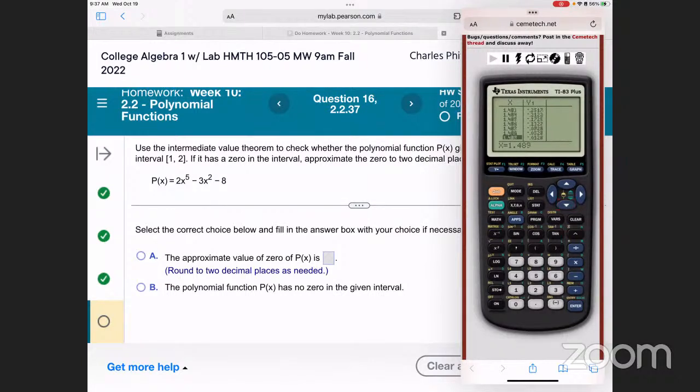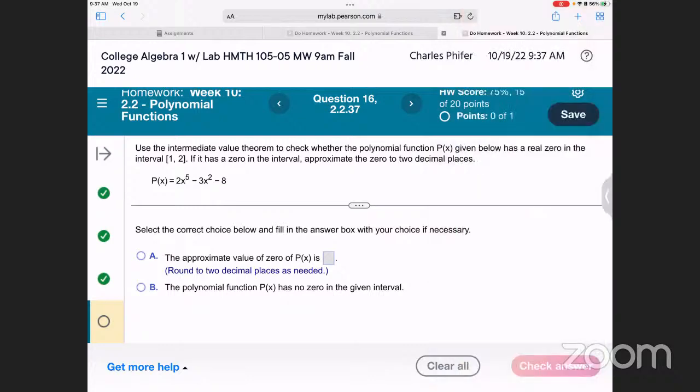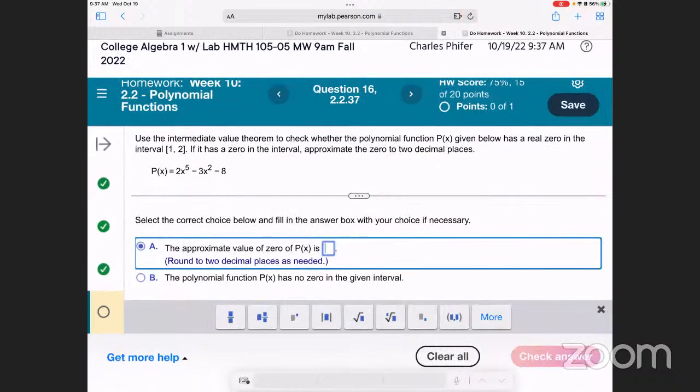And there it is. Okay. So between 1.489 and 1.490, we get a sign change. Both of those numbers round to 1.49, right? It's between these two numbers, but these both round to 1.49. So we're going to submit 1.49 and go with that. 1.49.